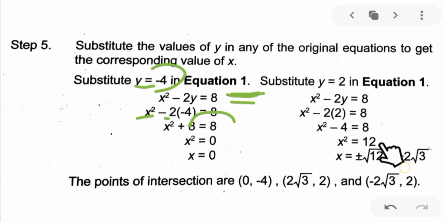Then, the square root of 12: to cancel the square, you have to find the square root of this, which is positive or negative 2 square root of 3. This is the value of your x here. So therefore, the points of intersection are, for x is 0 and y is negative 4. And then we have the values of x, two of them, positive and negative. So first the positive 2 square root of 3 and then 2, and then the negative of this one, negative 2 square root of 3, and then the 2 here. So these are the points of intersection.